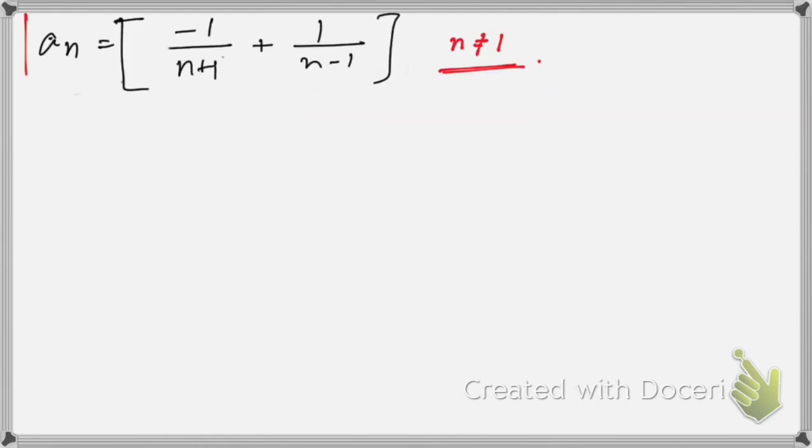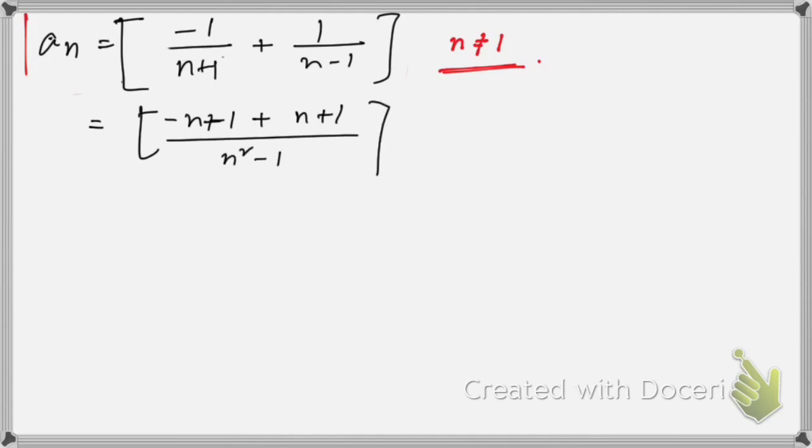So this is the value of n we have got, and if you take the LCM and simplify, then what will you get? You will get n plus 1 minus n plus 1 over n square minus 1 square, that is 1, right? So here minus n plus n gone, so we have got minus 2, sorry, not minus 2, only 2 by n square minus 1. That's what we will get, right? So hope you have understood this.